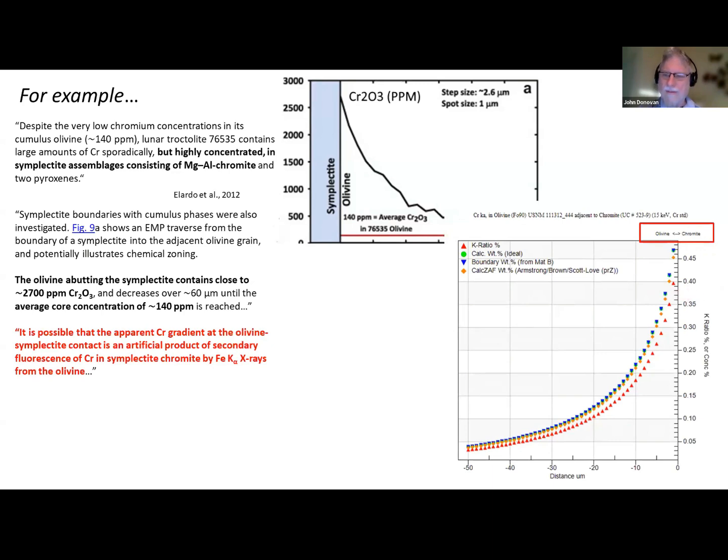And of course, I'm sorry, but I switched the boundary and the chromite geometries here. So this is our boundary here. Here, it's this boundary here. But here we're going away in a negative X direction, but it's the same idea. And you can see that we're getting up to 4,000 ppm.